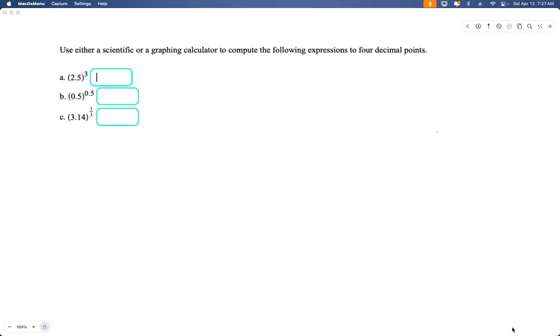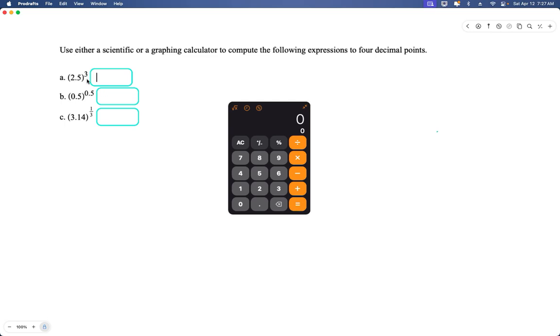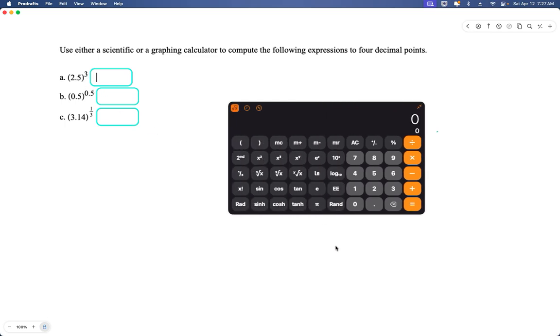Hey, so let's look at these problems from 114. So with these scientific or graphing calculator problems, what you're going to do is just use your calculator, because we can't do these types of exponents in our head with mental math. So you need your scientific calculator, and you're going to use this key that allows you to type in any number and any exponent.